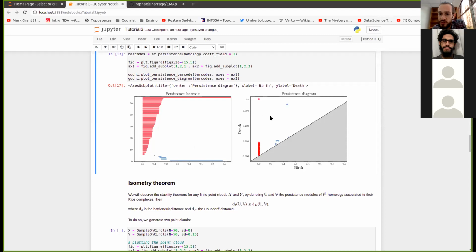And I can also see that on the diagram. On the diagram, there are 2 points away from the diagonal. This blue one, which is from H1, and this red one, which comes from H0.